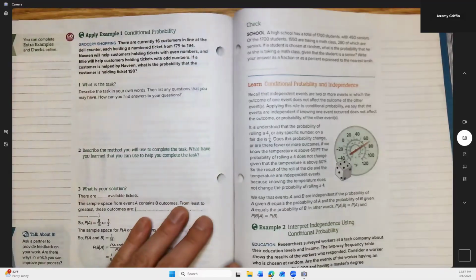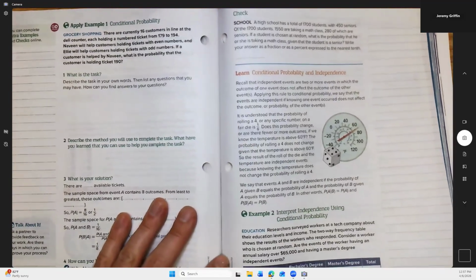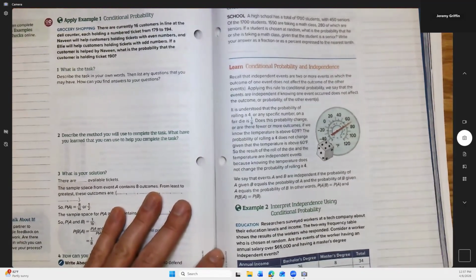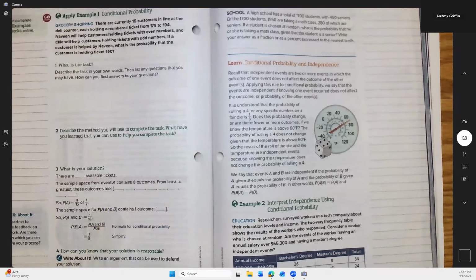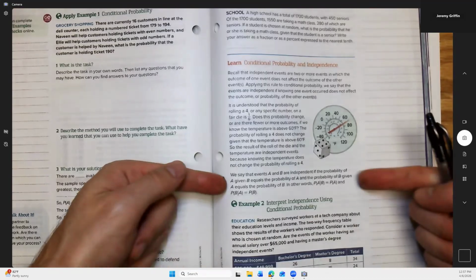Where'd it go? I saw it. Probability. I see it. It's right here. It's this little blip.